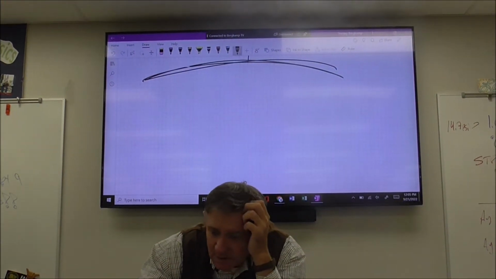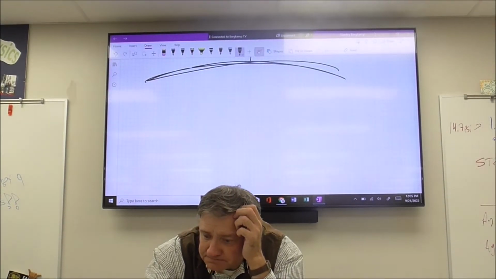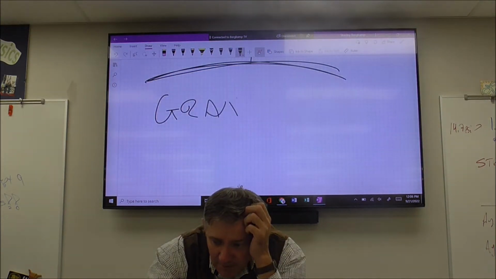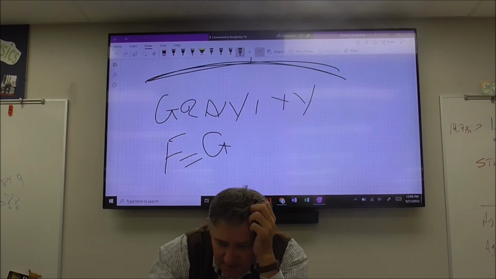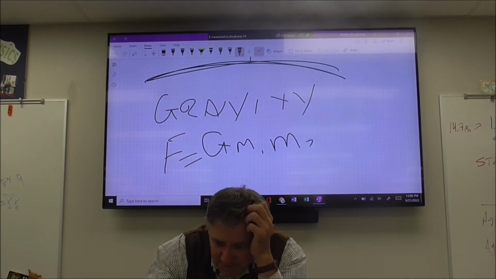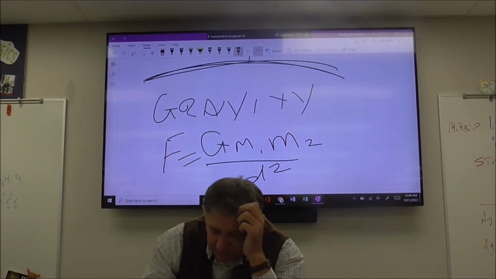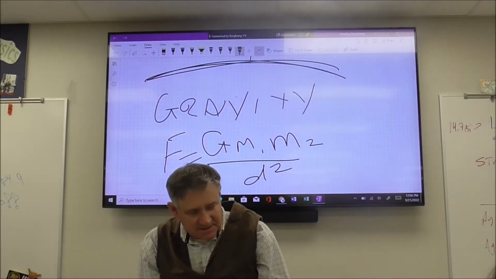gravity. This would be really cool if this pin would work, but it's not going to. Gravity. Now, we will spend an entire unit talking about gravity. For now, I'm just going to give you the equation. F equals big G, M1, M2 over distance squared. Okay? So the big G is called the universal gravitational constant.